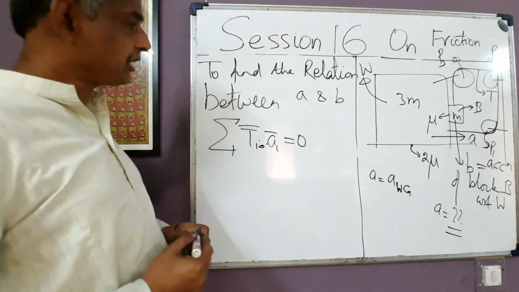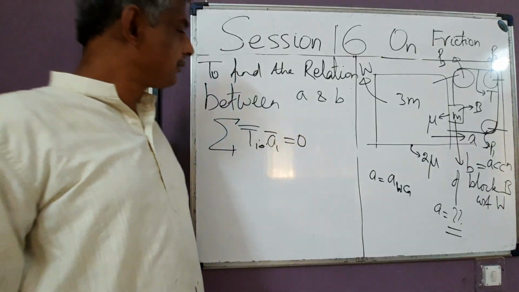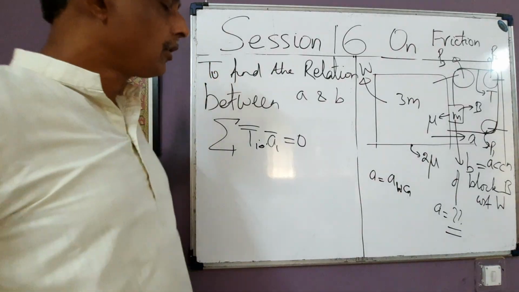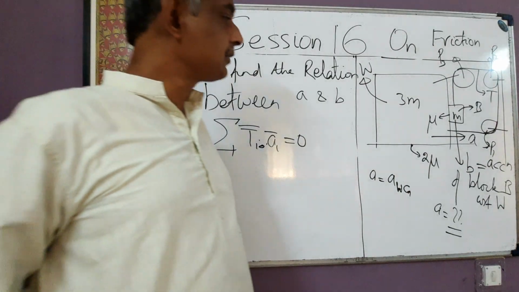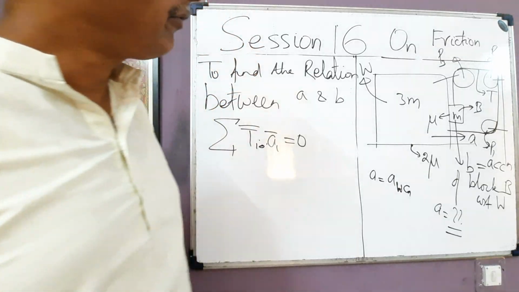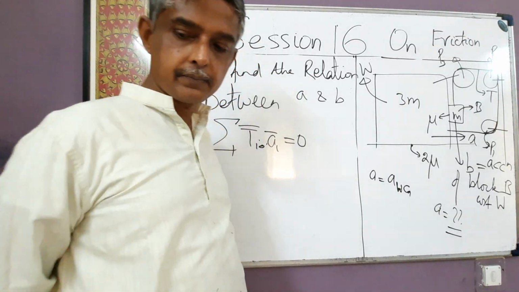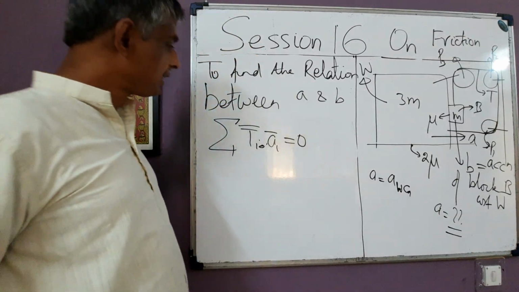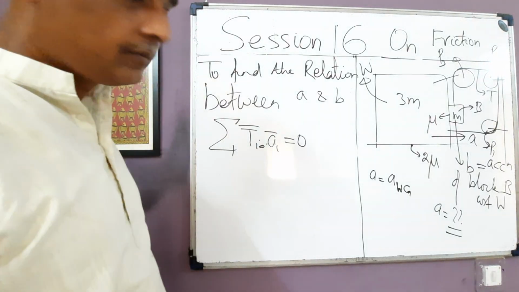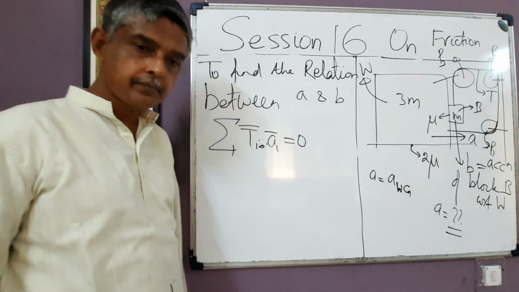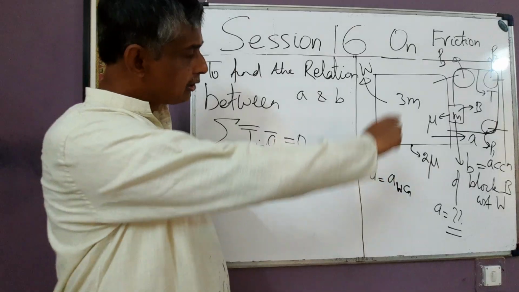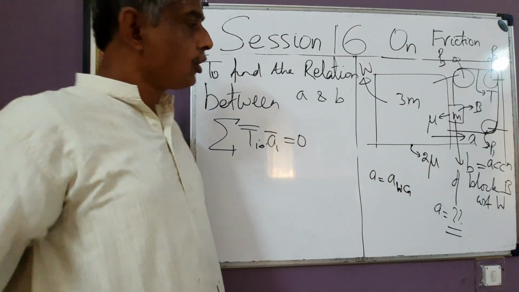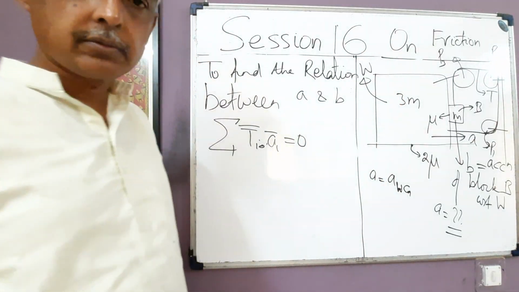Here the summation is to be taken over the different points of the bodies on which the string exerts force. This is the rule for finding the constraint relation, where summation is to be taken over all the different points of different bodies with which the string is in contact.